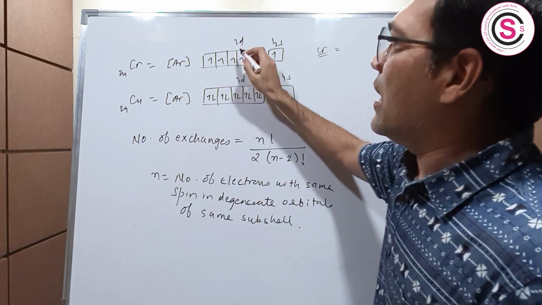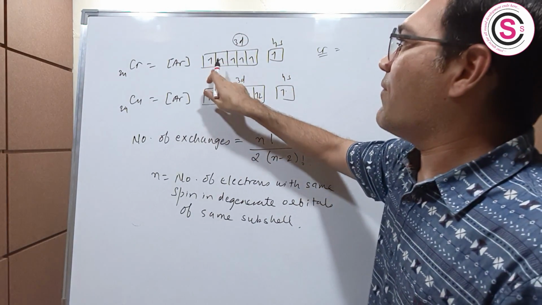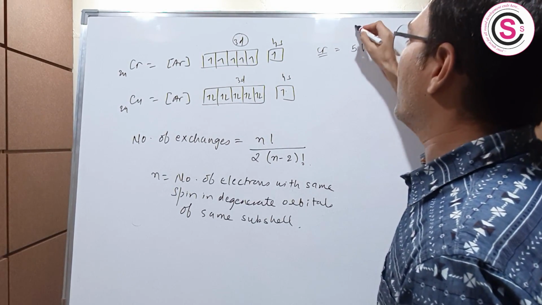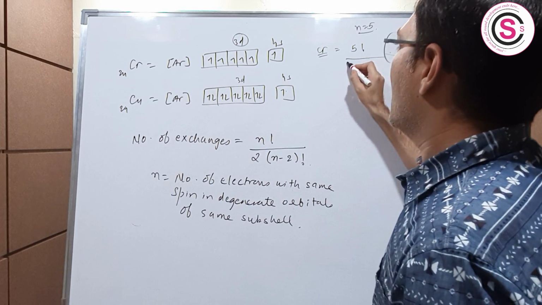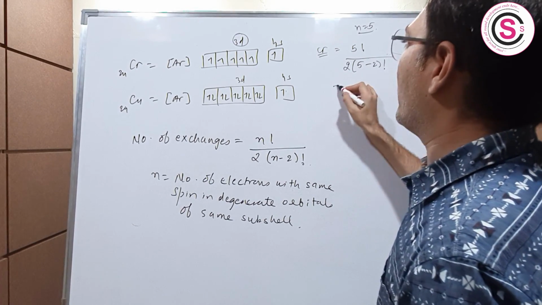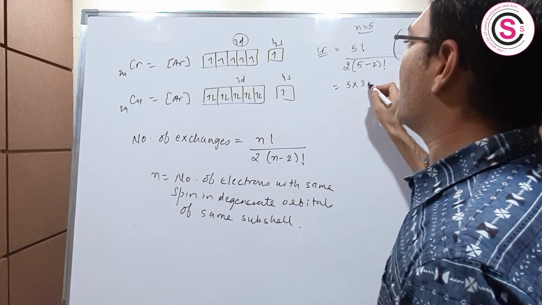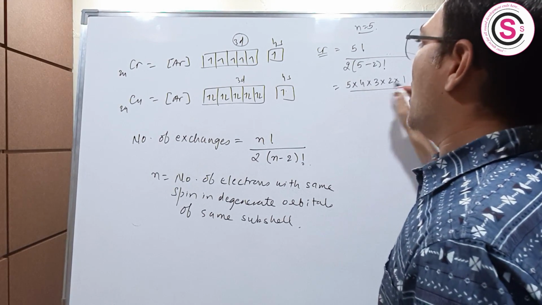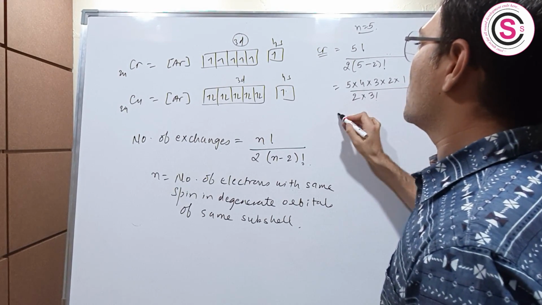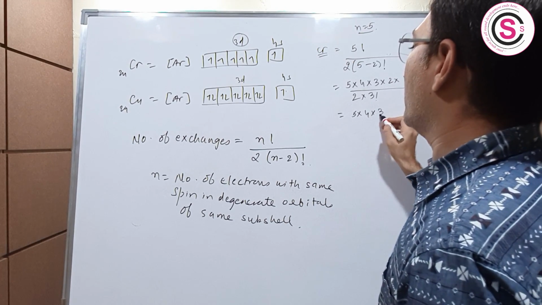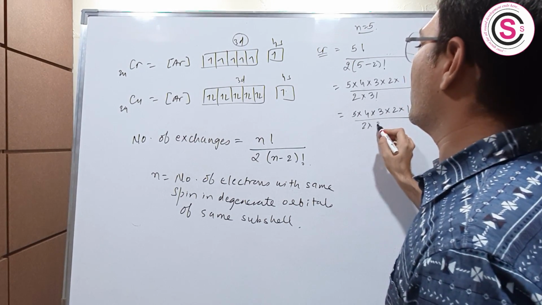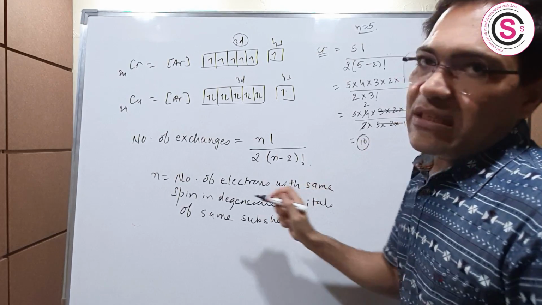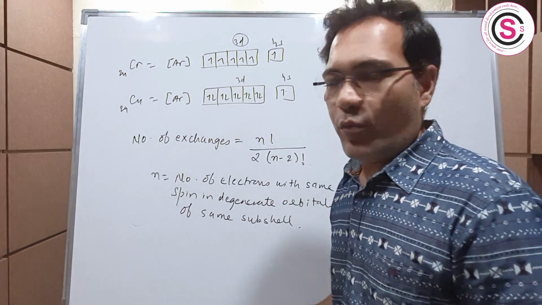So here, if I want to calculate the number of exchanges for chromium, students, what I should do is find n. In my 3d subshell, there are 5 degenerate orbitals, and these are 5 electrons having the same spin. So what I'll do is 5 factorial, because my n will be equal to 5, upon 2 into (5 minus 2) factorial. Put the values: 5 factorial, that is 5 into 4 into 3 into 2 into 1, upon 2 into 3 factorial. So that is 5 into 4 into 3 into 2 into 1 upon 2 into 3 into 2 into 1. So students, our answer will be 10. As you can see, 10 exchanges are made in case of chromium.